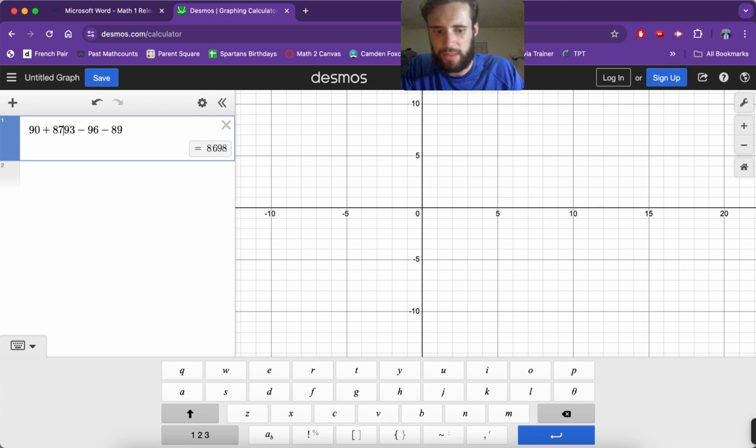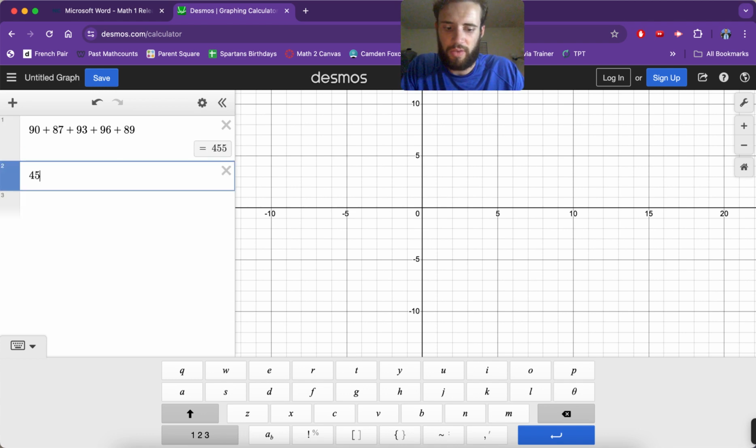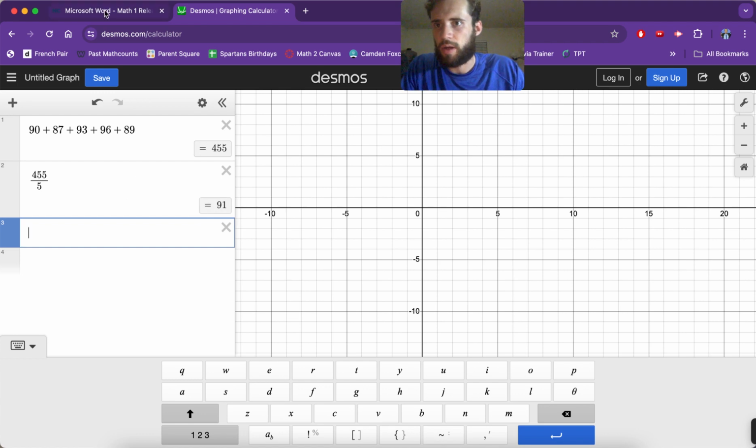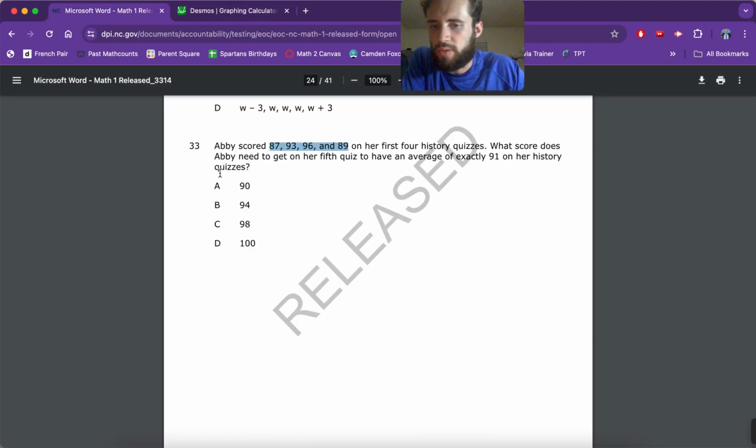All right, and again, just to check it, you just do 90 plus all these things. We don't need to do this because we already know it's right, but if you were doing guess and check, you get that 455 and then 455 divided by 5. Oh, it's 91, so that's what we wanted. Right. All right, so this one would be a 90.